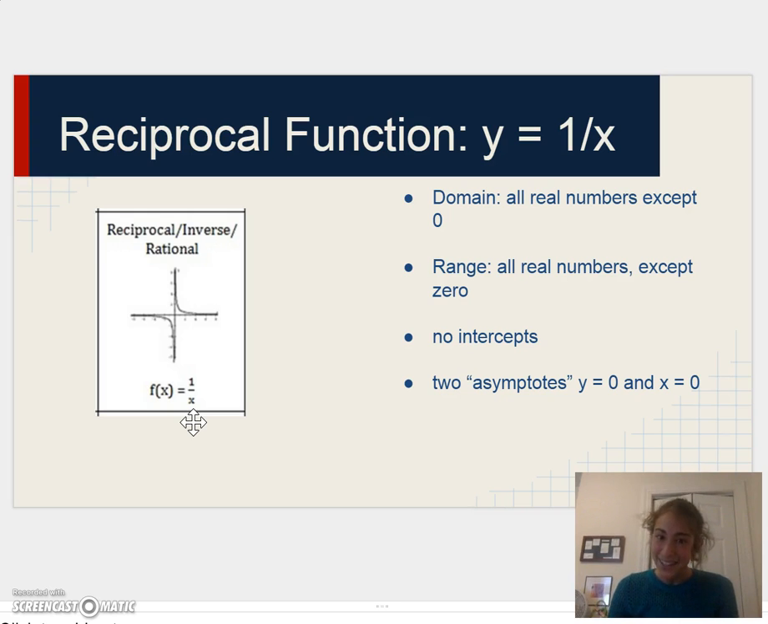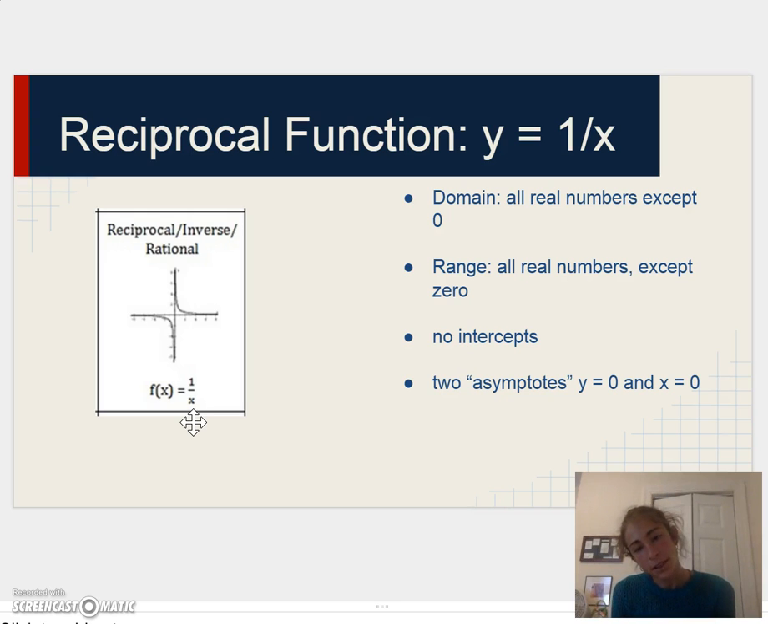Yeah, 0. So the domain is all real numbers except for 0. The range is also all real numbers except for 0, because what value for x could you possibly plug in and get out 0 for y? There is none. You can try anything you want. Try really, really big values. They'll get close to 0, but they will not reach 0.